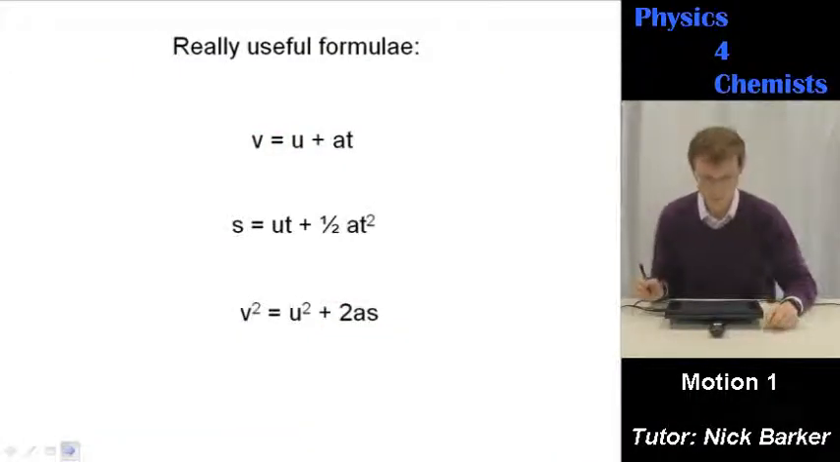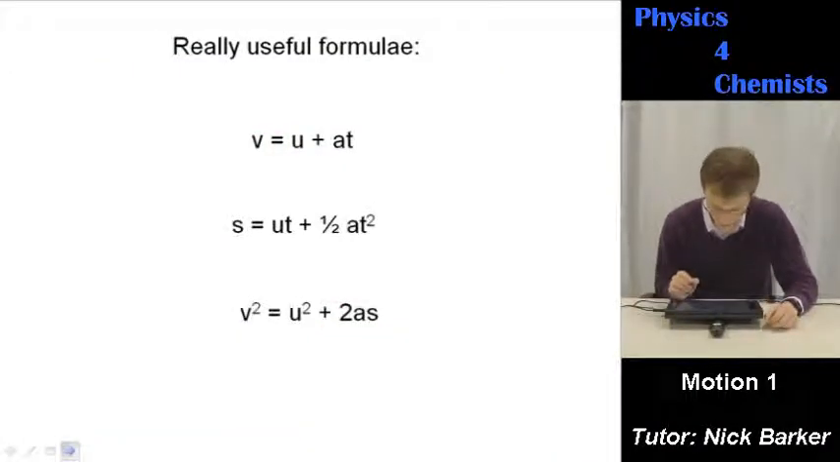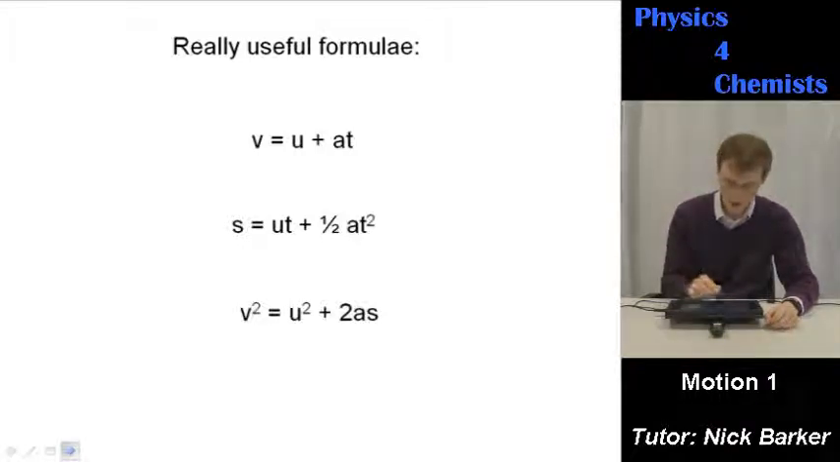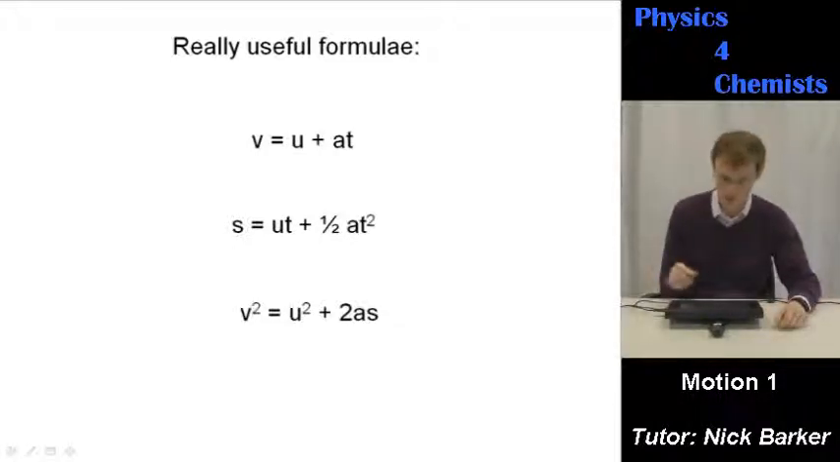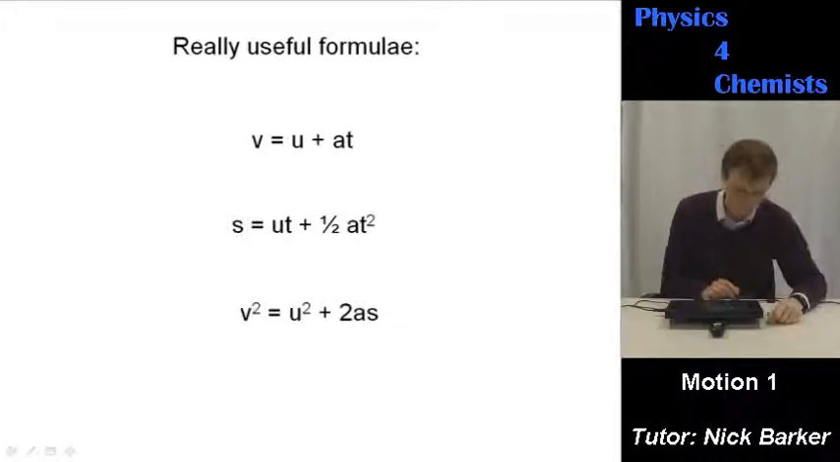Some really useful formulae for you. v = u + at, that's A-level maths. The final velocity is equal to the starting velocity plus the acceleration times the time. s = ut + ½at², again a really useful formula. s is distance or displacement, u is the start velocity, t is time, a is acceleration, and if you're dropping things, it can be g, acceleration due to gravity. And the last one of the three, v² = u² + 2as. v is final velocity, u is starting velocity.